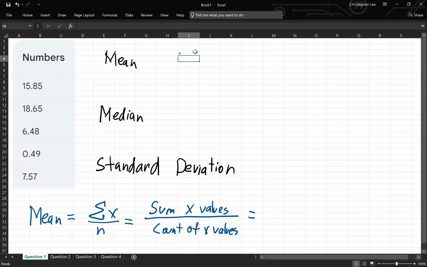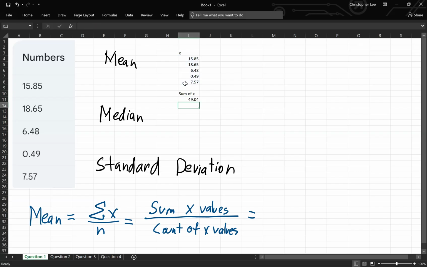So for my x, I got 15.85, 18.65, 6.48, 0.49, and 7.57. So what I want to do is get the sum of the x values. The sum of x just means I'm adding them up. That's all I'm doing. Let's see what we get.